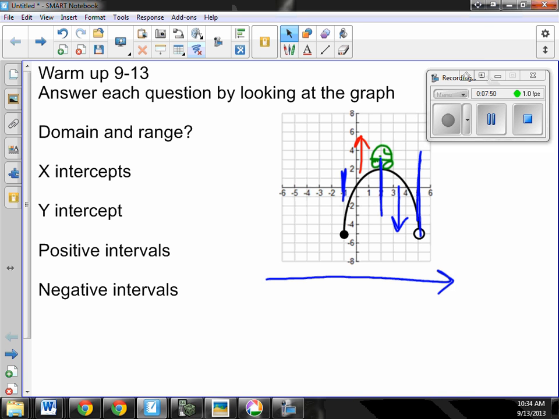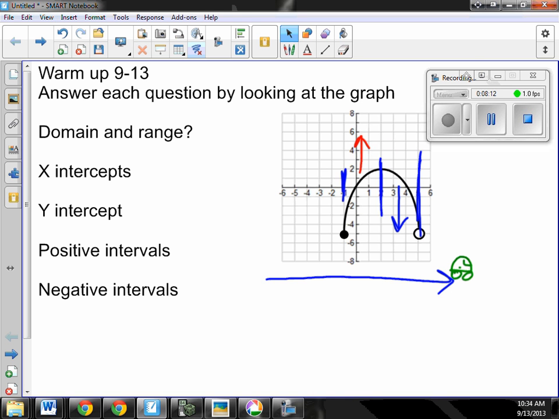So I'm not looking, is the graph above the x-axis or is the graph below the x-axis? All I'm looking for is my car going up or is my car going down? Am I climbing the mountain or am I descending the mountain? Okay? So I'm going up, up, up, and then I start going down.